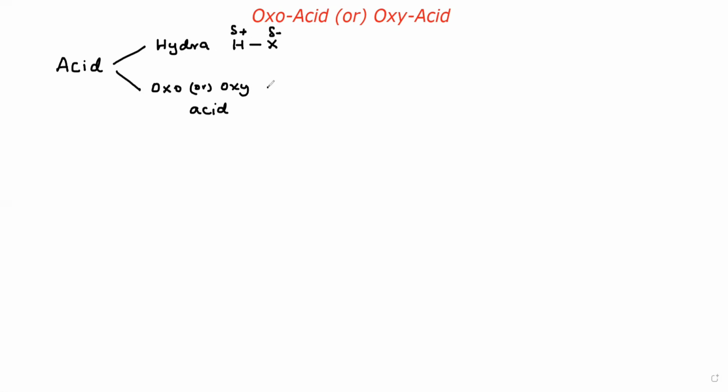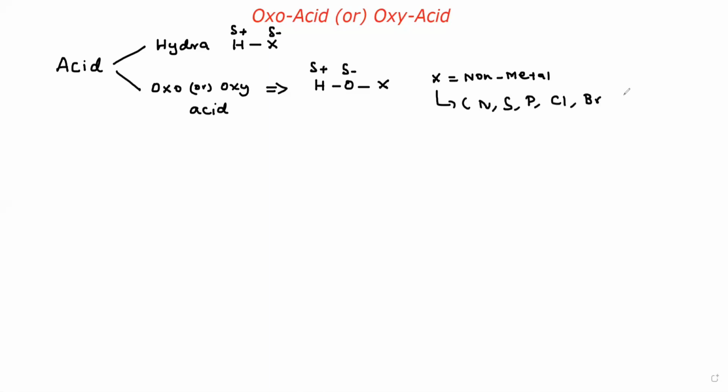What do oxy and oxo acid mean? Hydrogen bonded to oxygen, which is bonded to X. In this case, oxygen is more electronegative, right? Therefore this is delta minus and delta plus. Here, what is X? X is generally a non-metal. X should be nitrogen, sulfur, phosphorus, chlorine, bromine, and so on.